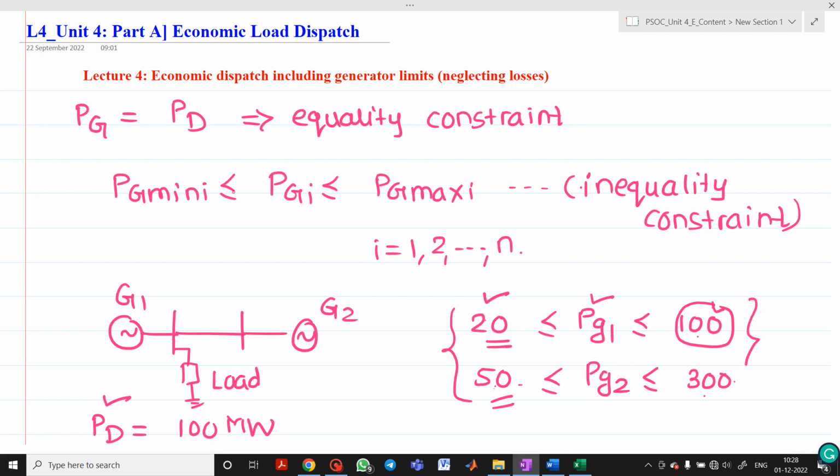These are the generator limits, the inequality constraints we are including, but still we are neglecting the power loss, that is PL.